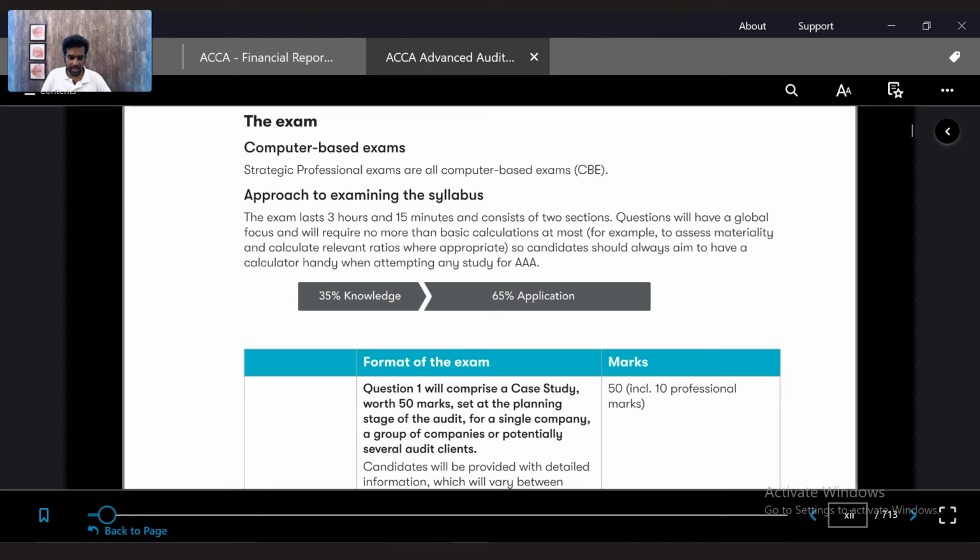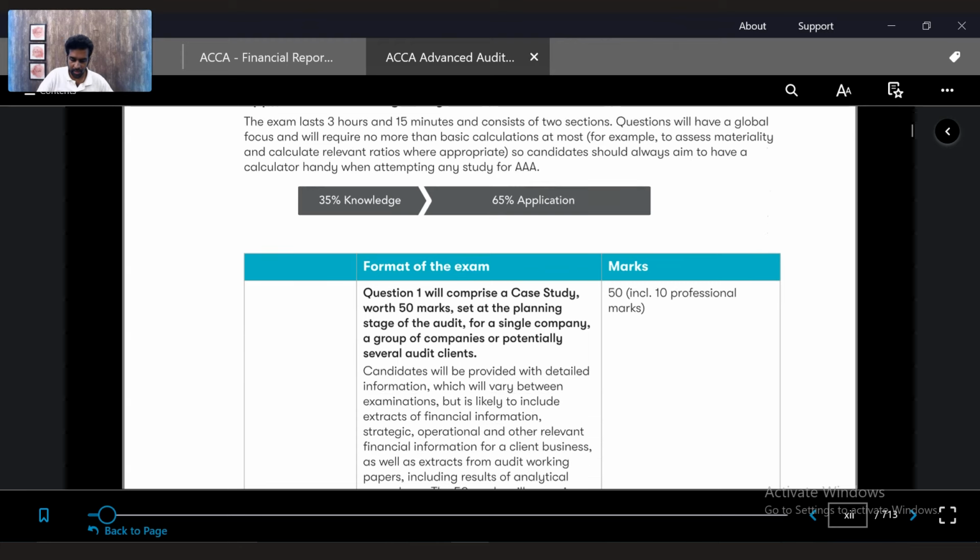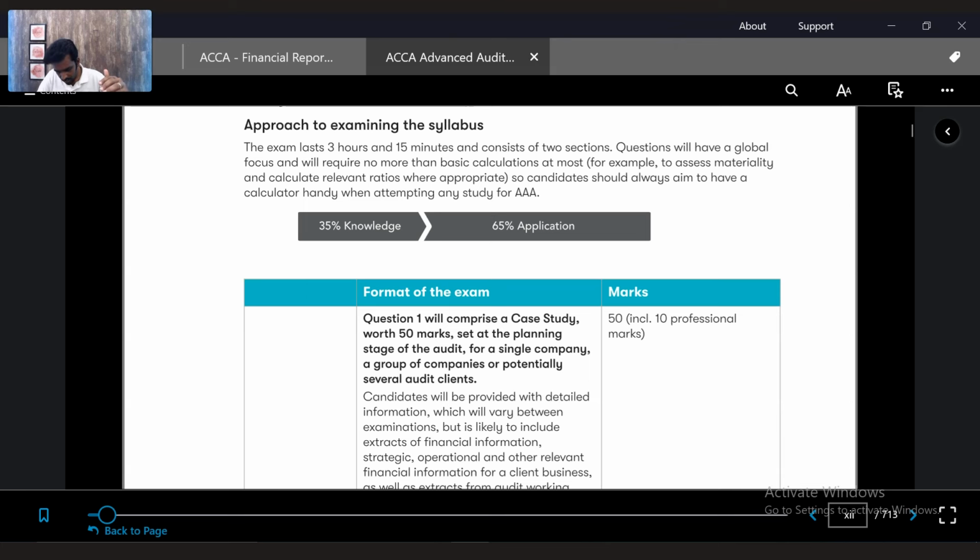It's a CBE-based exam, and all professional papers are computer based. With respect to the approach to examining, the syllabus consists of 35% knowledge and 65% application.